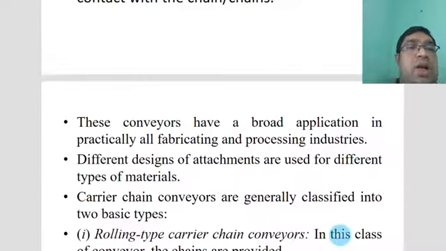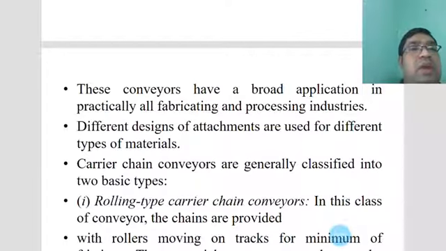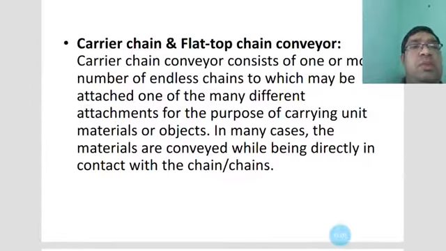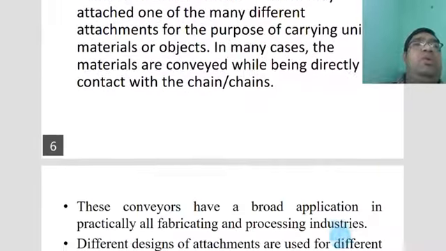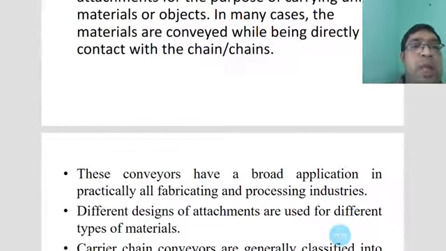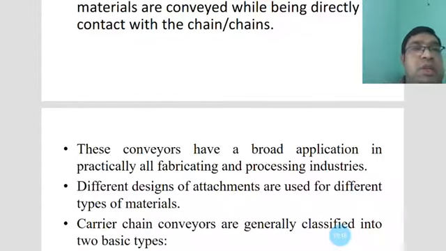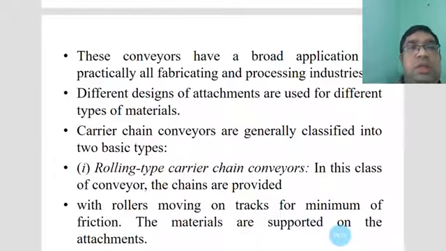And these conveyors have broad applications in practically all fabricating and processing industries. The carrier chain and the flat top chain conveyor will also be concentrated on, particularly in the fabricating and the processing industry, just like the food processing industry, for example different baby food products and also juice.